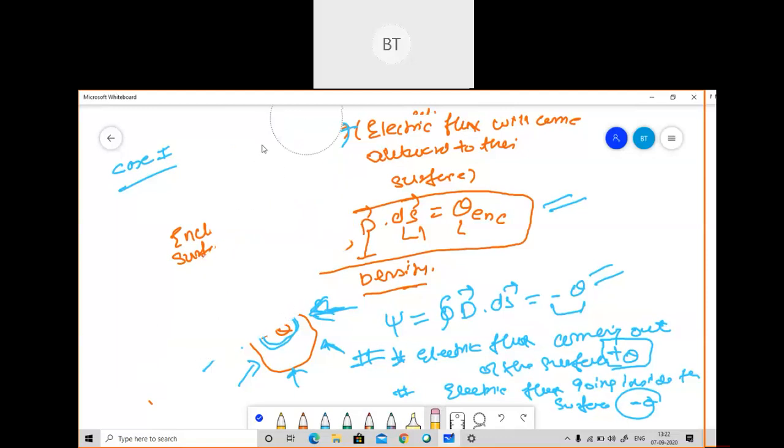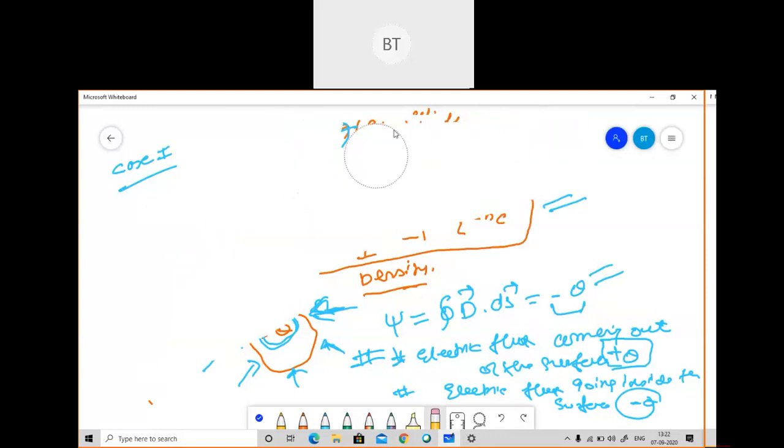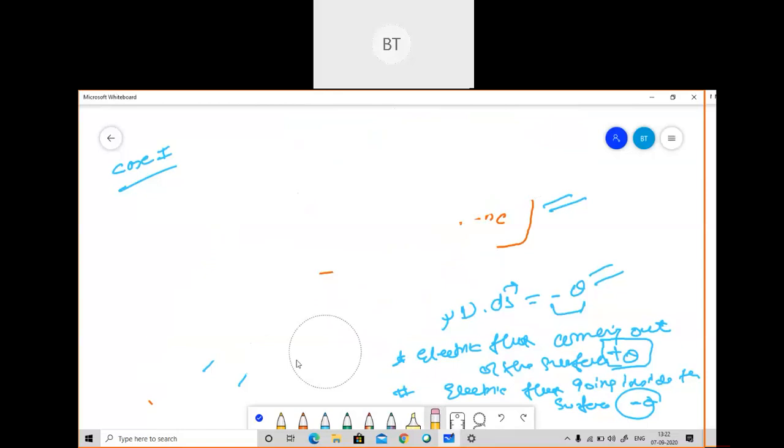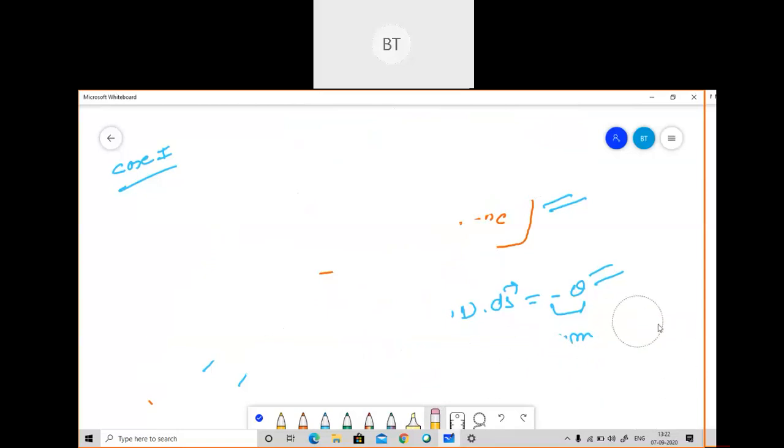Okay, so one more case I will take, and after that we'll solve some problems. Then more clarity will be there. We'll solve some five or six objective type problems, and I'll get your views also. So by that, you will have more clarity.